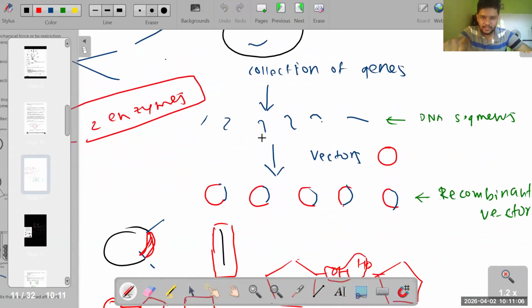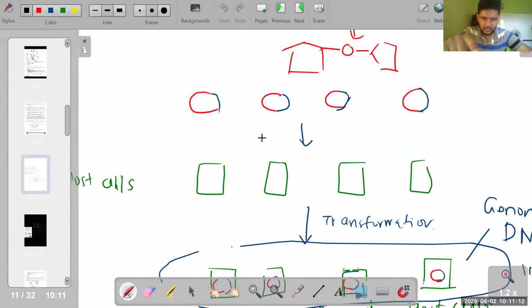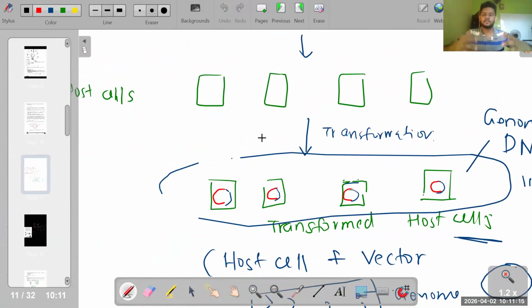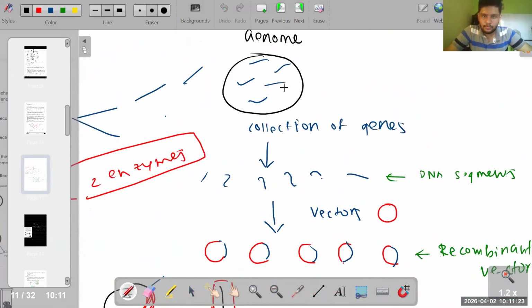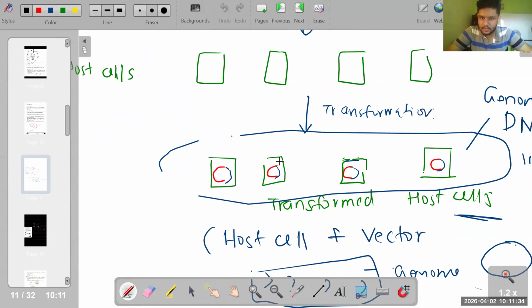Those DNA fragments were joined with vectors, and those vectors were inserted into host cells, converting them into transformed host cells. Why did we do all these things? Because we have to preserve the DNA fragments. Now this is the thing. In a genome the DNA fragments are safe, right? From there we have taken them out and preserved them in the transformed cells with a vector. Why? We can use this in a cloning procedure to produce multiple DNA fragments. Can you see? This transformation process is a place to store them temporarily.